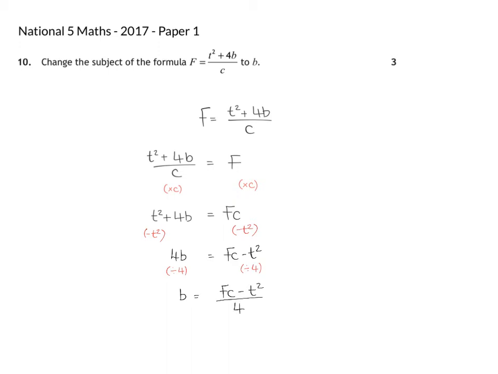So where do my marks come for this question? First mark comes for here, so multiplying by C correctly to get FC, and on the other side T squared plus 4B. Second mark's for getting to 4B equals FC minus T squared, and then finally third mark there. So our 3 steps of working get us 3 marks, and that is it for changing the subject.